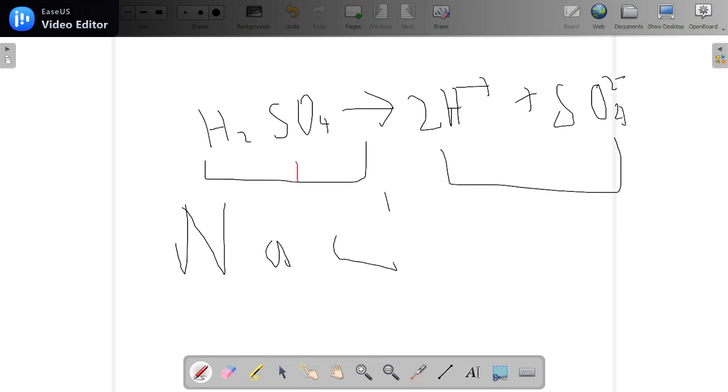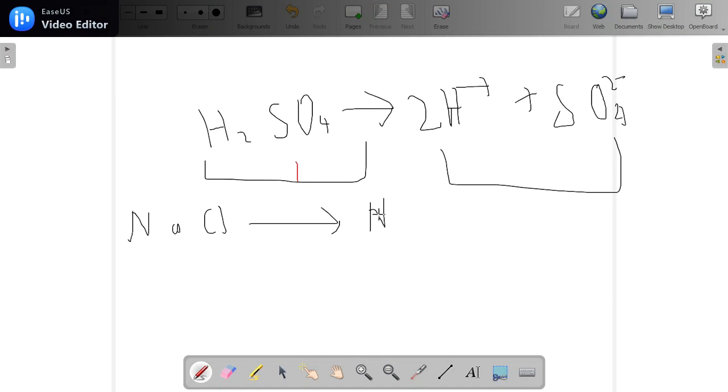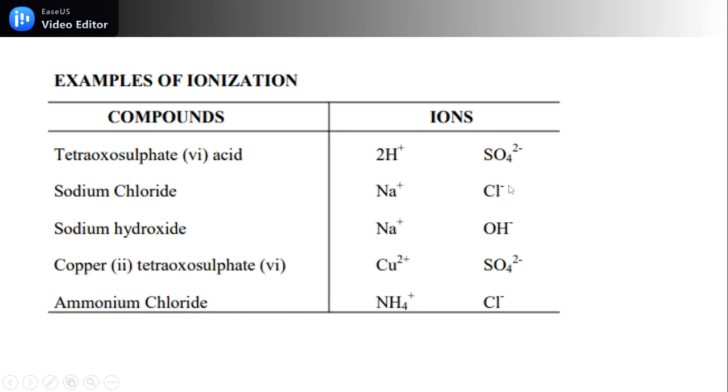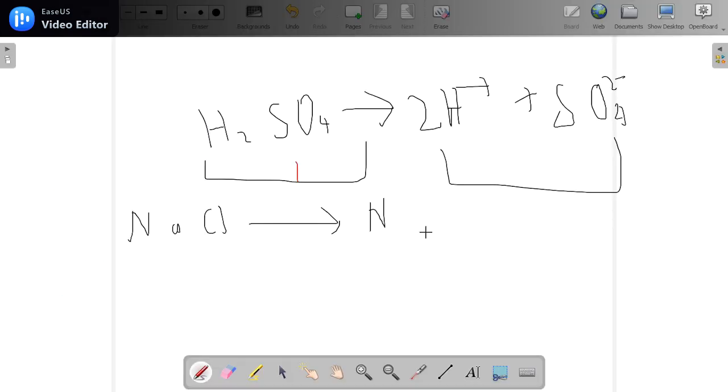NaCl. I think the handwriting is getting bigger. Let me make it smaller. The sodium chloride, NaCl, decomposes to form Na+ and Cl- here. Can you all see it? Na+ and Cl-.